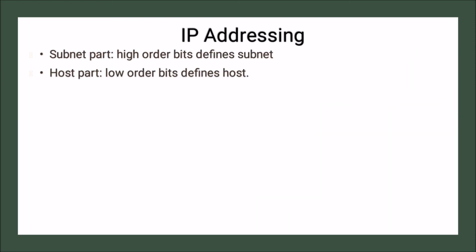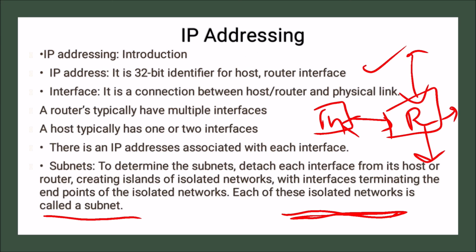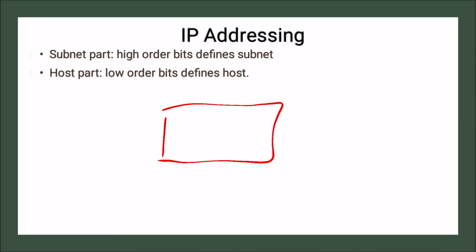Subnet part: in the 32-bit identifier for a host, the high order bits define the subnet and the low order bits define the host. So this is the basic introduction of IP addressing.